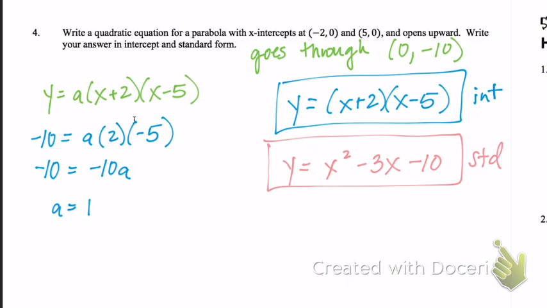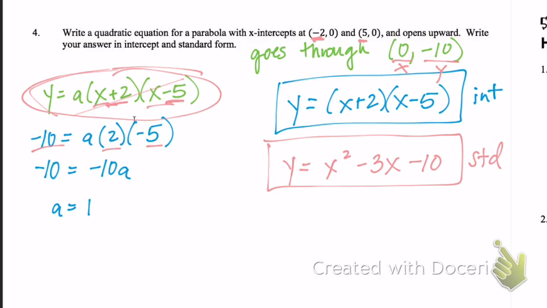Okay, so for this one, I went ahead and plugged in my x-intercepts. So I took the opposite sign of -2 and 5, so x plus 2 and x minus 5. And then I plugged in 0 for x, -10 for y. So -10 equals a times (0 plus 2)(0 minus 5). So 2 and -5. Multiply that out. So -10 equals -10a. Divide each side by -10, so a equals 1.